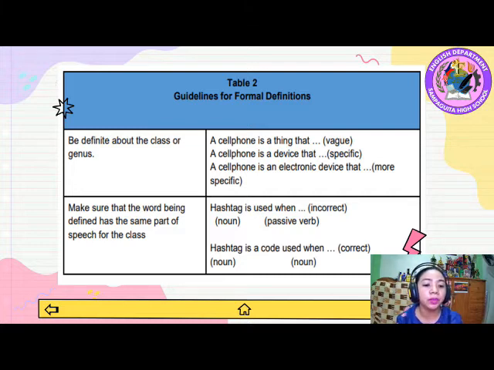Second, make sure that the word being defined has the same part of speech for the class. So the example is not correct: hashtag is used when, because hashtag is a noun while used is a passive verb. So instead of using this, you can say that hashtag is a code used when, and then just add other phrases that will complete the statement. We use hashtag and code, which are both nouns.